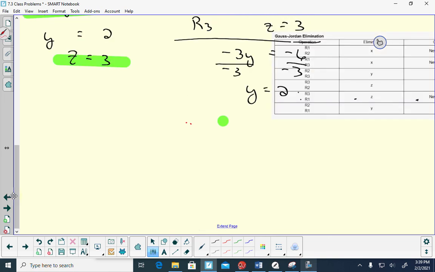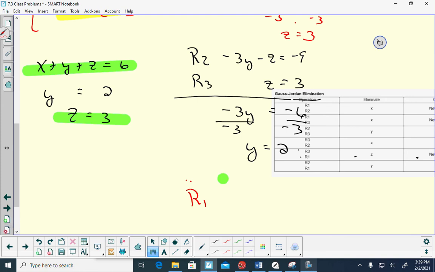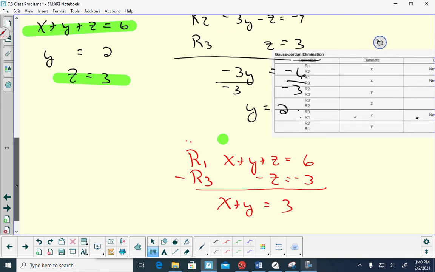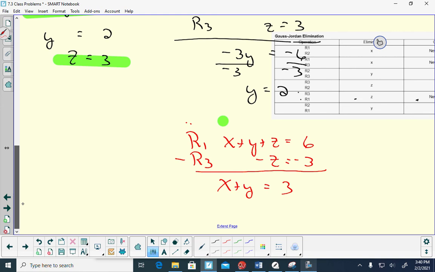So I think what I'll do is leave row 1 alone. So row 1, I'm just going to copy down: x plus y plus z is equal to 6. And then I'm going to have to do the opposite of row 3 so that the z's will be eliminated. So negative z is equal to negative 3. And when I add those two, I'm going to have x plus y is equal to 3. And that would be my new row 2. I'm not going to write it down, to be perfectly honest, because now I'm going to do row 2 and row 1 to eliminate my y to find my x.